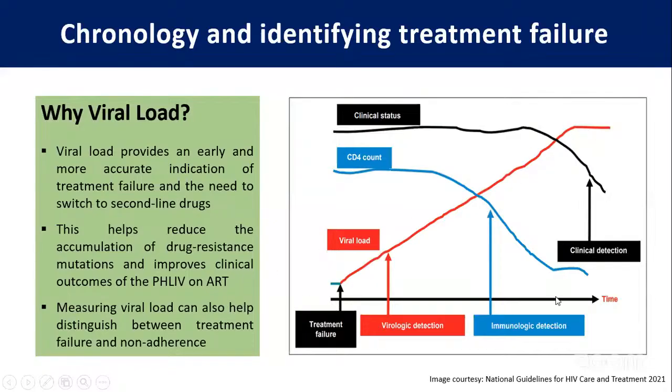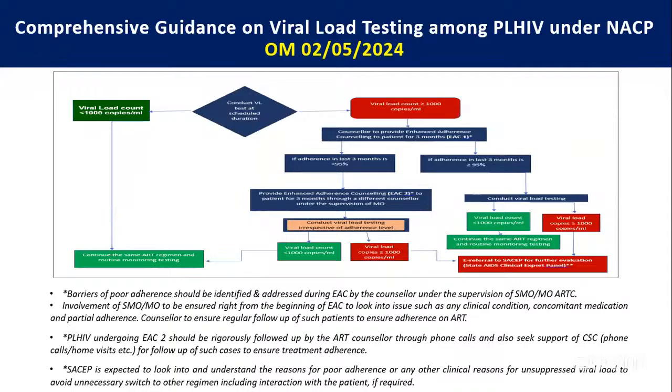And on a regimen, when the viral load is multiplying, there will be emergence of mutations that might challenge the development of an appropriate second line or third line ART regimen. That's why regular viral load testing should be done and has been incorporated in our national program to identify and confirm treatment failure.